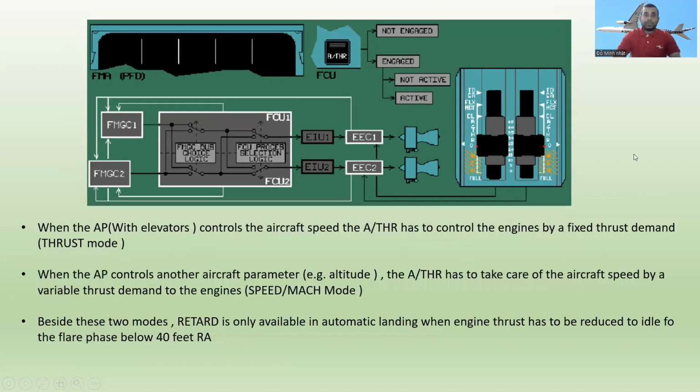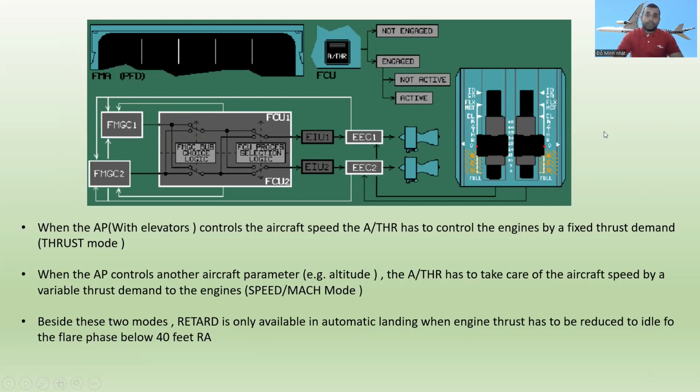Now, when the autopilot with elevators controls the aircraft speed, the autothrust has to control the engine by a fixed thrust mode. So when the autopilot controls another aircraft parameter, for example altitude, the autothrust has to take care of the aircraft speed by variable thrust demand to the engine, for example speed or Mach mode. Besides these two modes, retard is only available in automatic landing, when engine thrust has to be reduced to idle for the flare phase below 40 feet radio altitude.